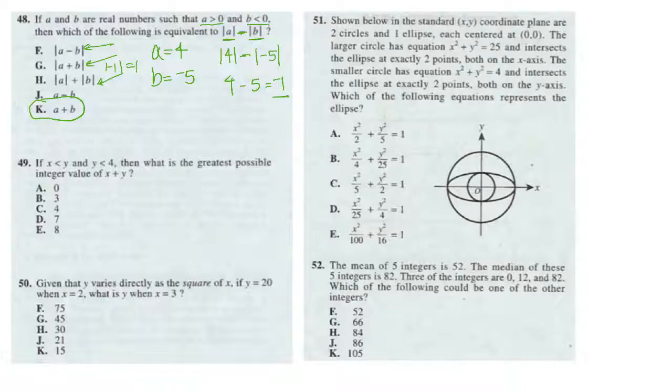Okay, let's look at 49. And so we see that X is less than Y. Again, this is another kind of tricky problem, but maybe we can get through it. Here, X is less than Y, and Y is less than 4. So I would look at a number line. Here is 4. Now, Y is less than 4, but I want the greatest possible integer value. So I want to know X plus Y.